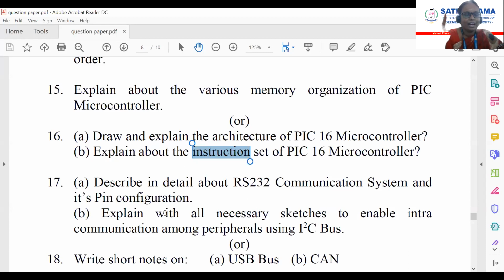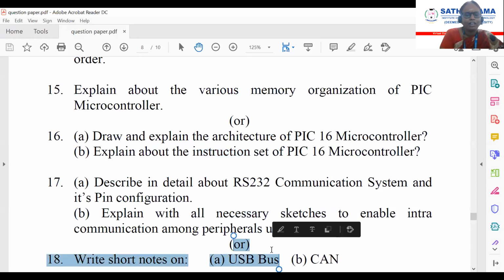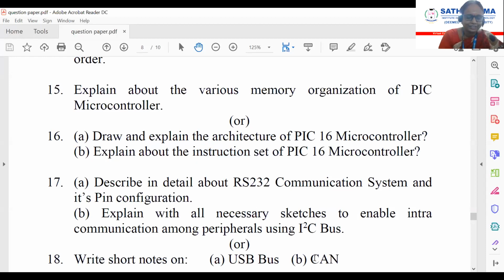Then you see RS-232 bus and pin configuration. Actually, we have studied the 9 pins: RTS, CTS, carrier detect, and all. Then next they ask about the I squared C bus also. Then write short notes on USB bus and CAN also, for 8 marks. So you always study for 16 marks, then try to compress and write for 8 marks. Don't study for 8 marks and write for 16 marks. Study for 16, and if they ask for 8 marks, compress and write.